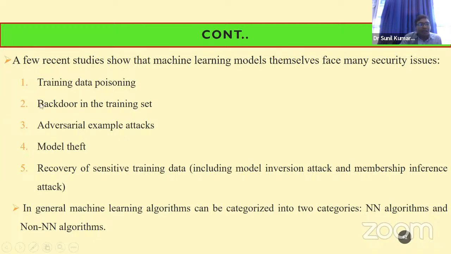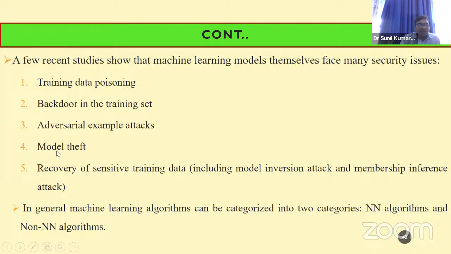Similarly, backdoor in the training set, adversarial example attacks, model theft, recovery of sensitive training data, including model inversion attack and membership inference attack. So basically, these are the five major factors where an attacker can attack to change the behavior of the machine learning models. So we'll discuss these five factors in detail.